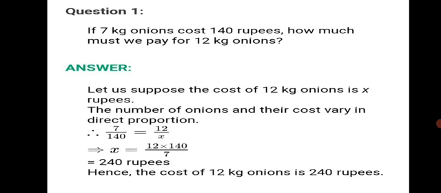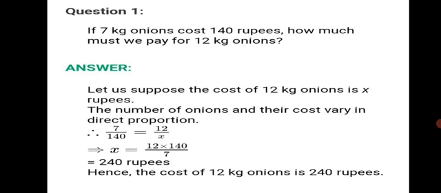Now tell me students, if 7 kg require 140 rupees, 12 kg will require more than 140 or less than 140? Yes, definitely the cost will also increase. So both the quantities are increasing. That means we have a direct proportion here. So you have to write this statement here. The number of onions and their cost vary in direct proportion.